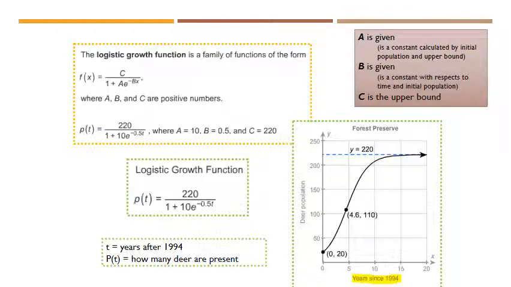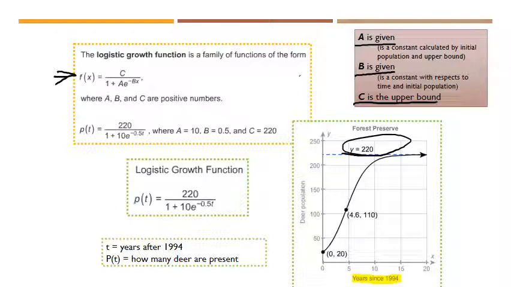All right, so in a logistic growth function, we have our formula. You might want to write some of this down. We have the formula where A, B, and C are positive numbers. Now, look at this. A is given, B is given, and C is your upper bound. The upper bound is that top asymptote. So remember, A and B will be given, and then that top asymptote is what you put in for C.